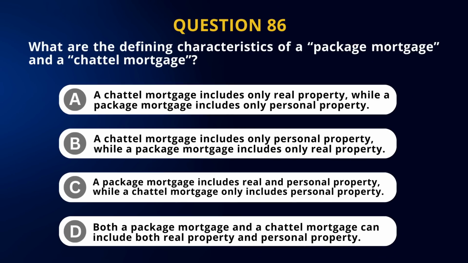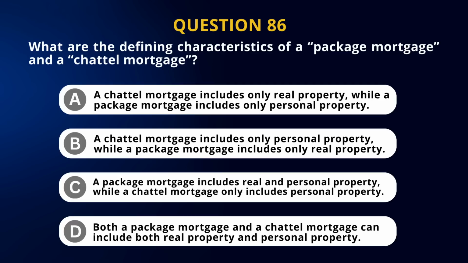Question number 86. What are the defining characteristics of a package mortgage and a chattel mortgage? Letter A, a chattel mortgage includes only real property, while a package mortgage includes only personal property. Letter B, a chattel mortgage includes only personal property, while a package mortgage includes only real property. Letter C, a package mortgage includes real and personal property, while a chattel mortgage only includes personal property. Letter D, both a package mortgage and a chattel mortgage can include both real property and personal property.